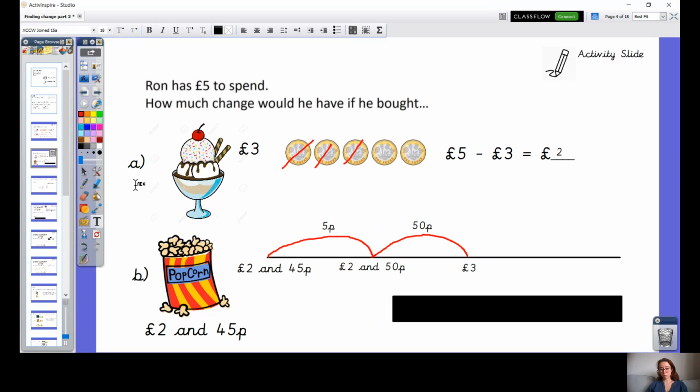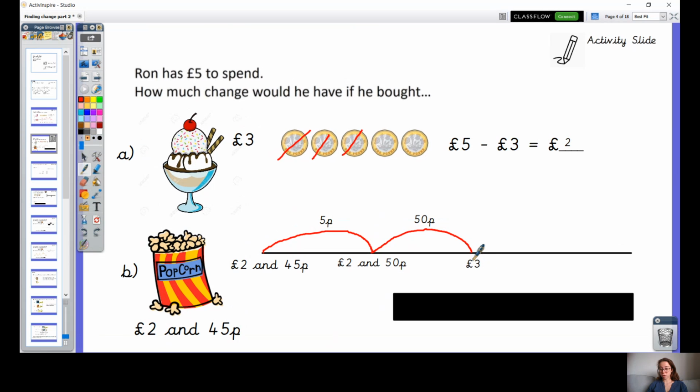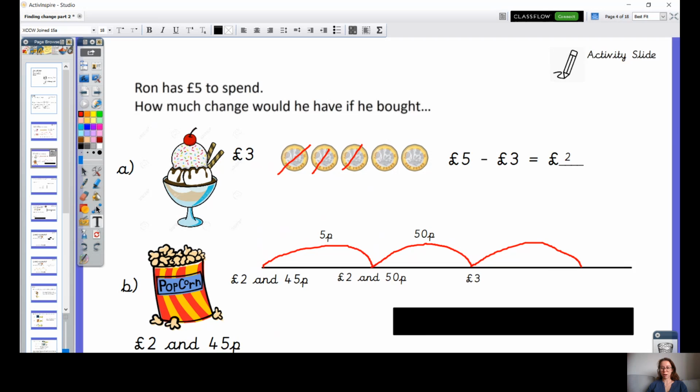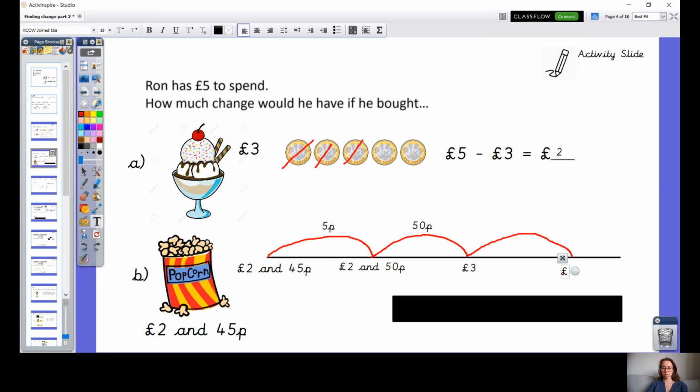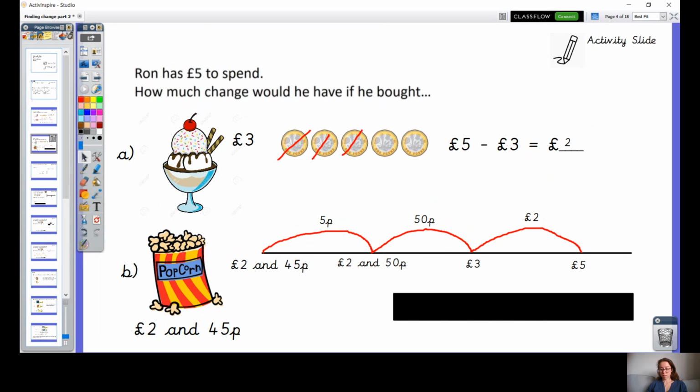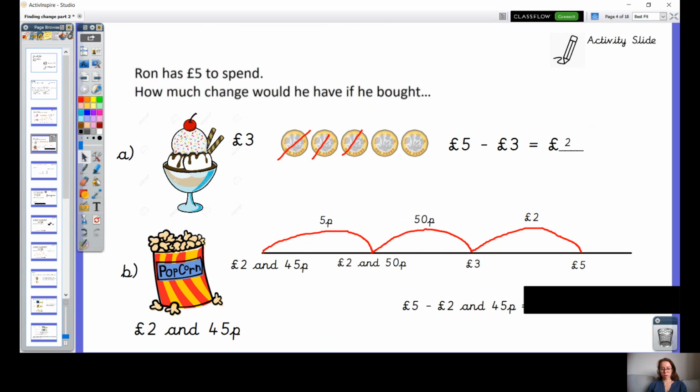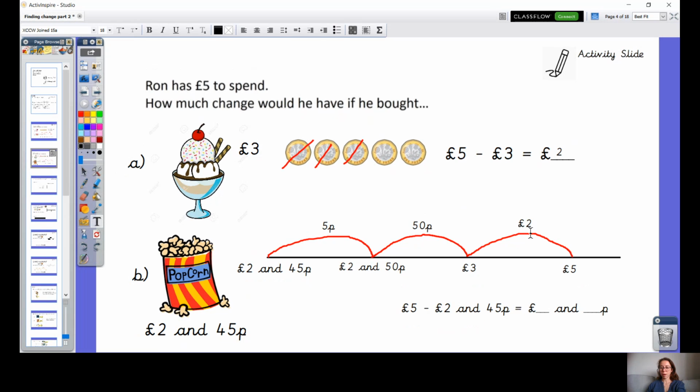Okay, we know that Ron paid with a £5 note. So I need to do another jump here, don't I now? Adding on some pound coins. So we want to get, and I know 3, 4, 5, that's £2 we've added on there. Okay, I found the difference. So £5 take away £2.45, the difference is, let's have a look at the top of our number line to help us. We've got £2, a 50p and a 5p. His change would be £2.55.